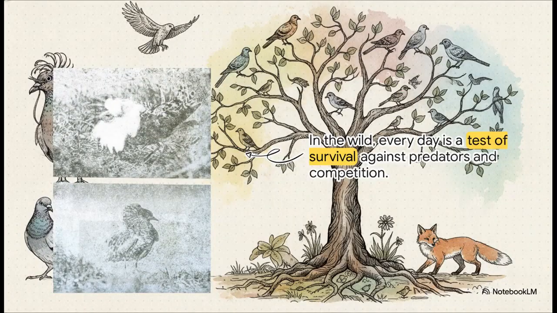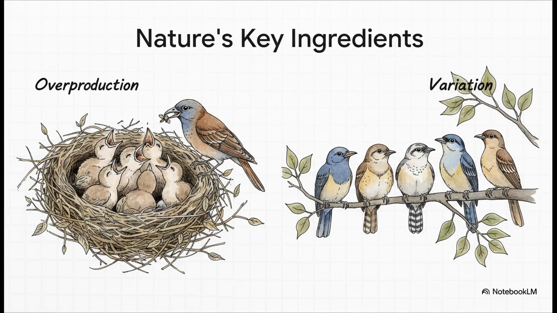For any animal out in the wild, every single day is a life or death test. Can it find enough to eat? Can it avoid being eaten? Can it survive the heat or the cold? Can it outcompete its rivals? There's no safety net. And Darwin realized this whole struggle works because of two key ingredients you can see absolutely everywhere in nature.